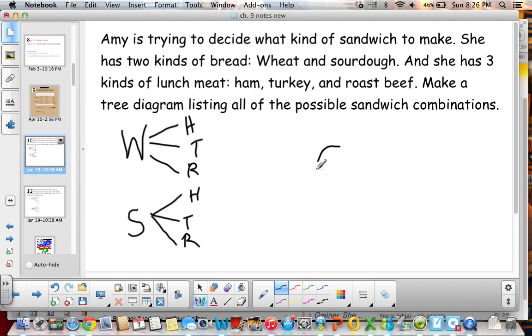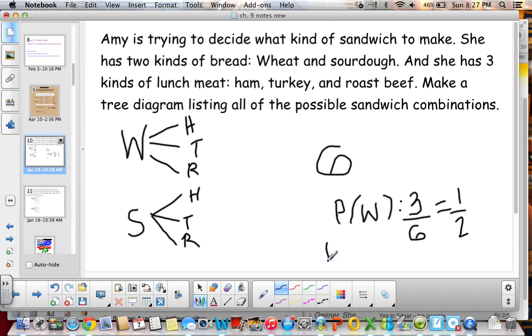So there's, again, 6 possible combinations. The probability of her picking wheat would be 3/6 because there's 3 sandwiches that include wheat bread, or 1/2. The probability of her picking a sandwich with turkey. We have wheat turkey or sourdough turkey, so that would be 2/6 or 1/3.